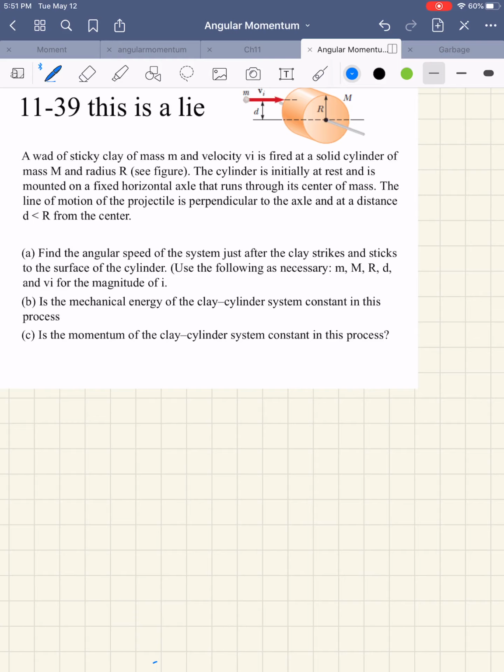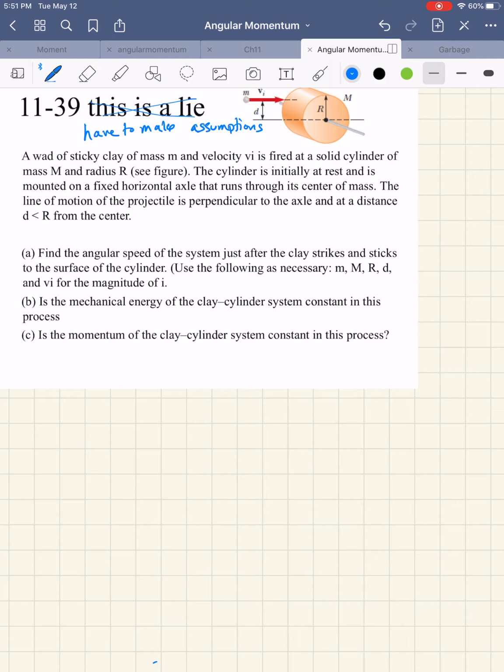So a lot of times they do this in this kind of problem. And they expect you to make a certain amount of assumptions. So I shouldn't say this is a lie. I should say you have to make assumptions to actually solve this problem using conservation of angular momentum. Sometimes I hate that kind of thing because it's not always obvious to me.